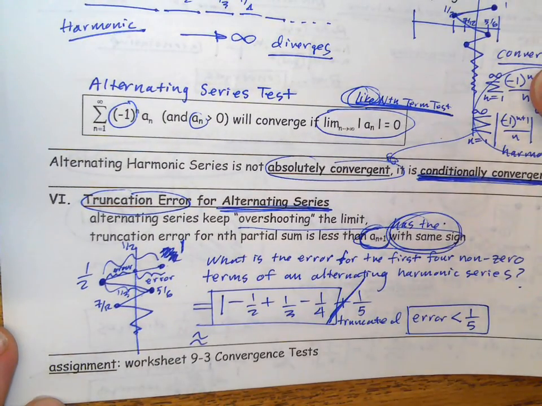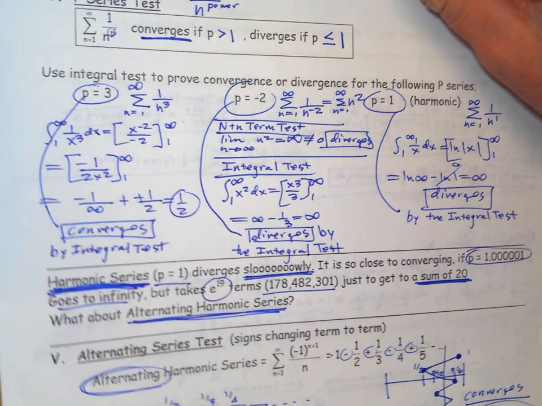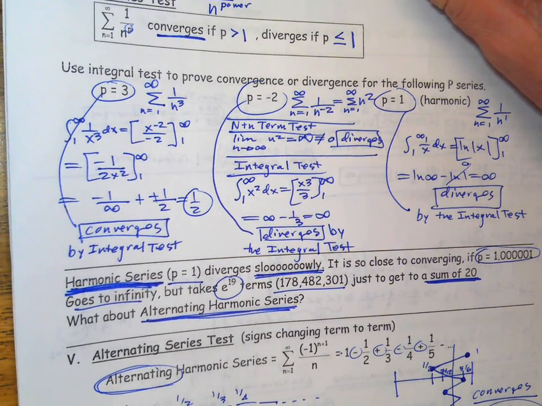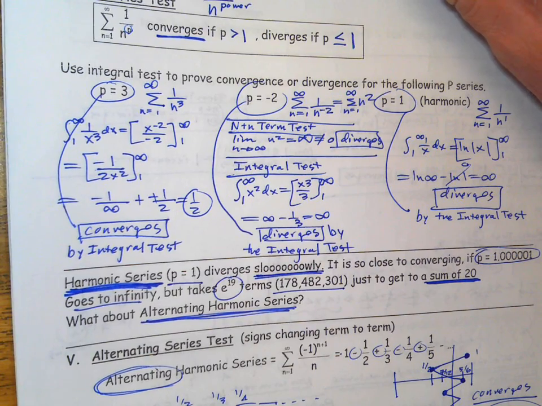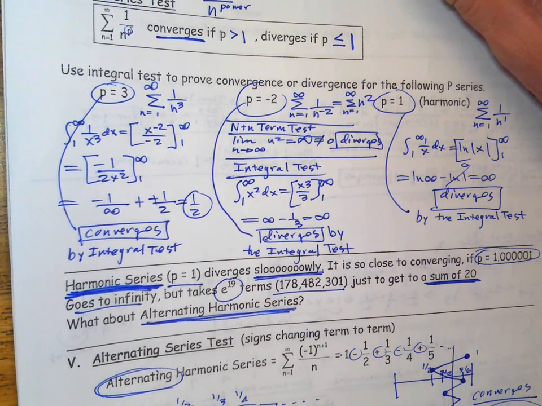But there you go. Try the worksheets. Try all the possible tests that you can on any problem. If it's not an alternating series, you can't use the alternating series test. If it's not a p-series, you can't use the p-series test, and so forth.